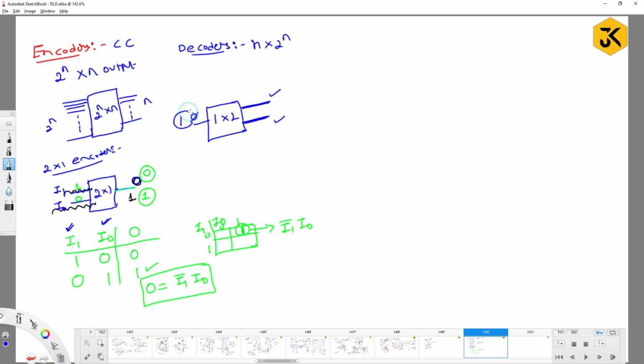Similarly, we did the same thing in the 1 by 2 decoder. If I ask for something, you have to produce a high output at one location. That's it. Right? So if you want clarity, try going with this kind of encoder.